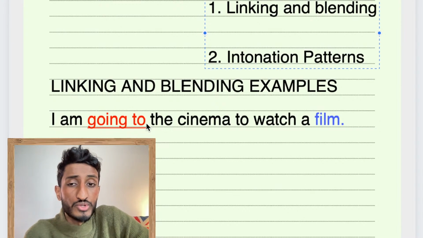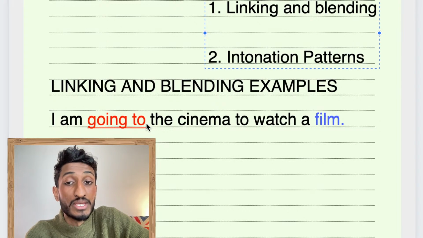So let's try and say "to", "going to", "oo". If you're wondering what the vowel sound is here, it's "oo". I want you to practice that.